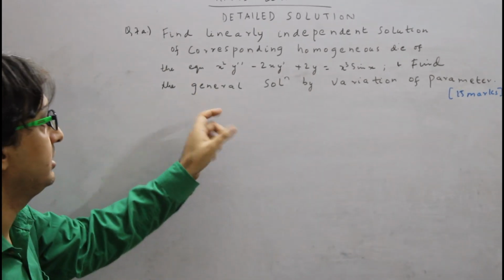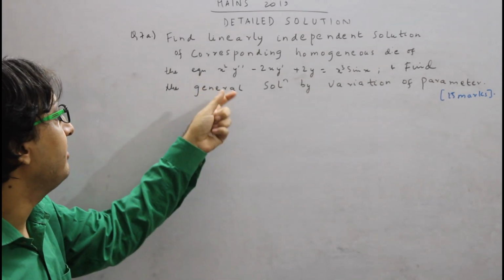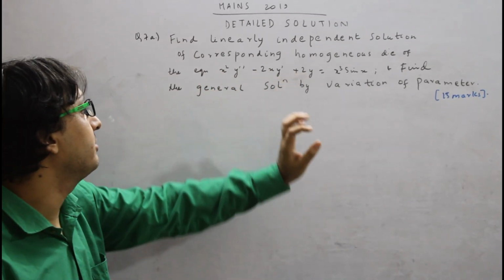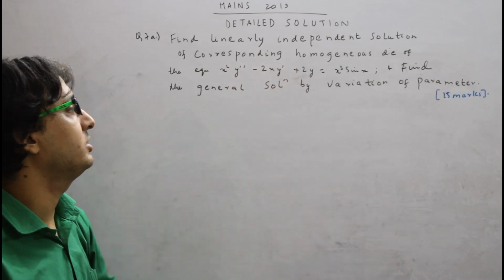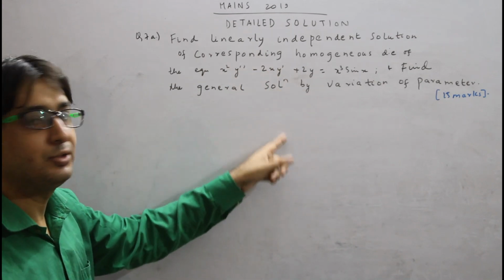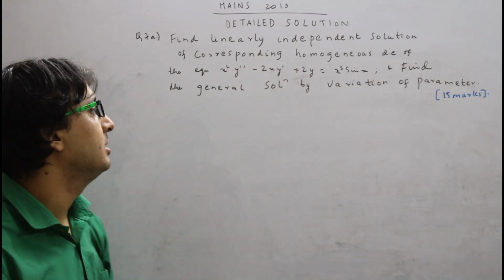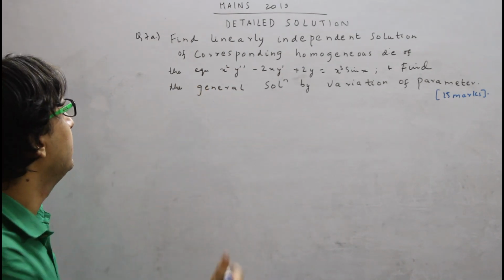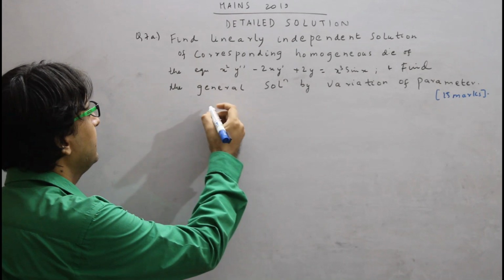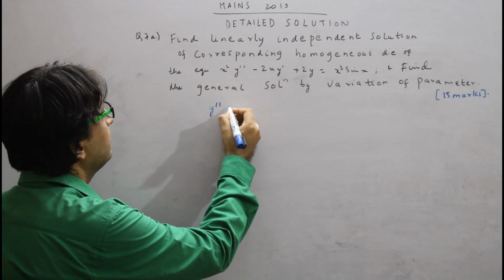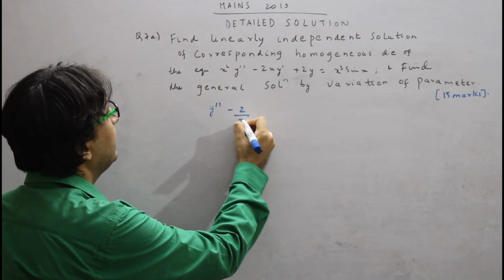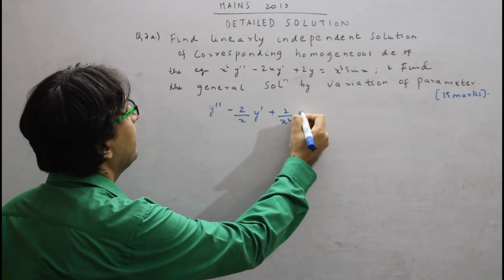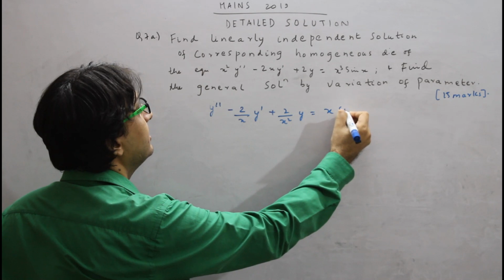There are two approaches to this. One is by finding a part of the solution, and the other is by the Euler-Cauchy equation. We can find the complementary function and then use that to find the variation of parameters. This is a 15 marks question, so I will write the standard equation: y double dash minus 2 by x y dash plus 2 by x square y is equal to x by sine x.